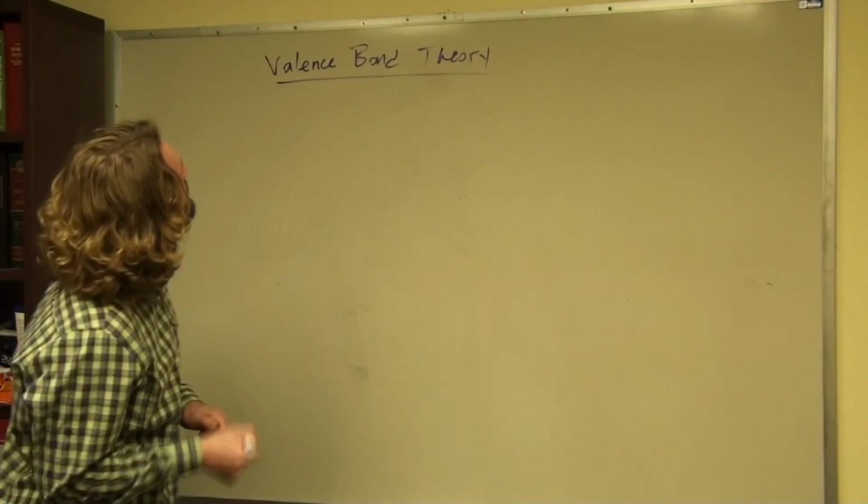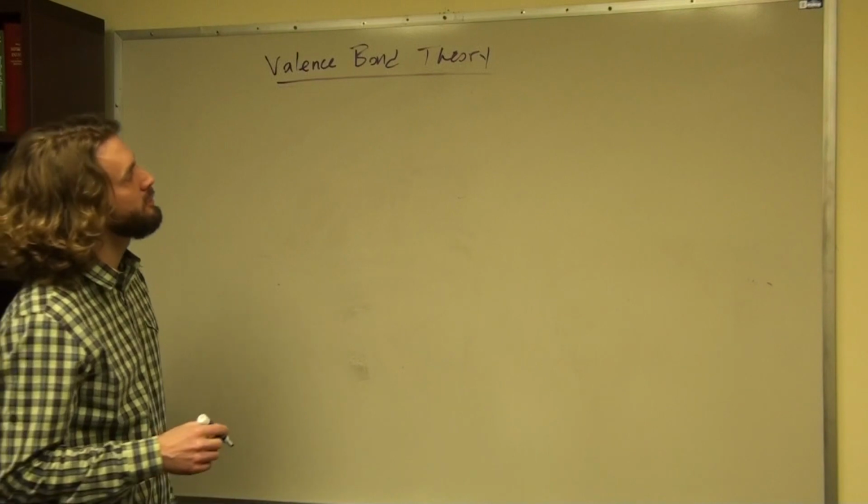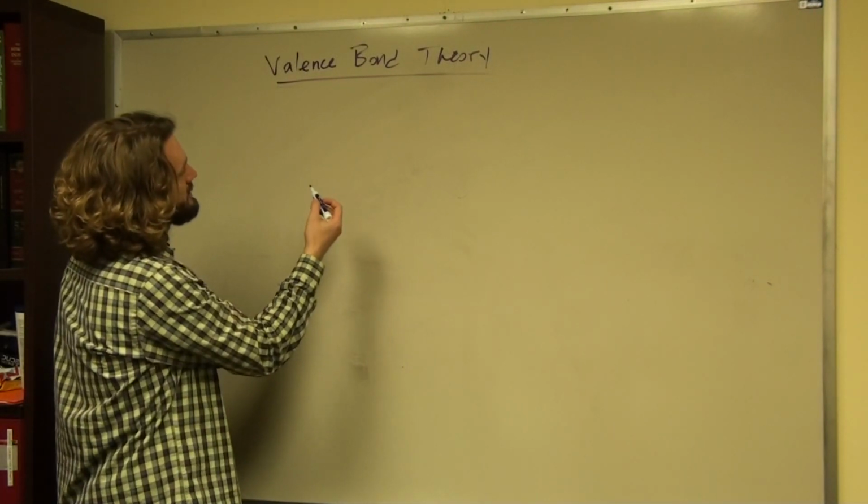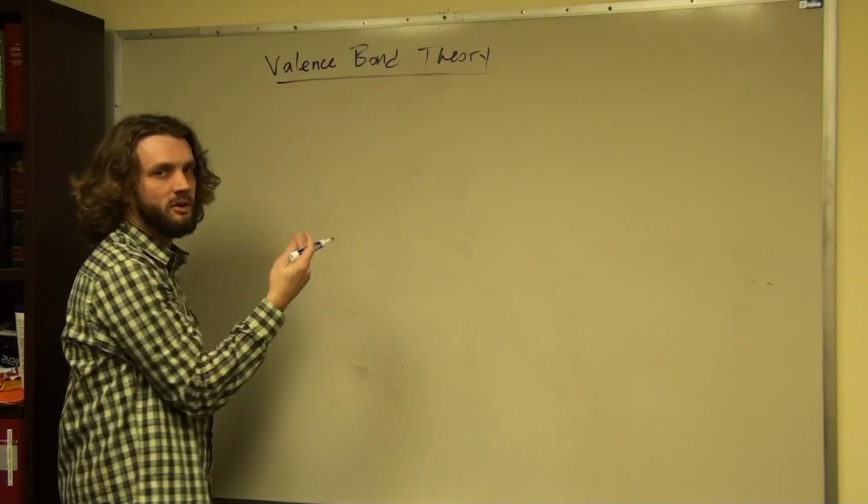So in valence bond theory, it's pretty simple. We just assume that these atoms, say for example, let's just use hydrogen to start with.